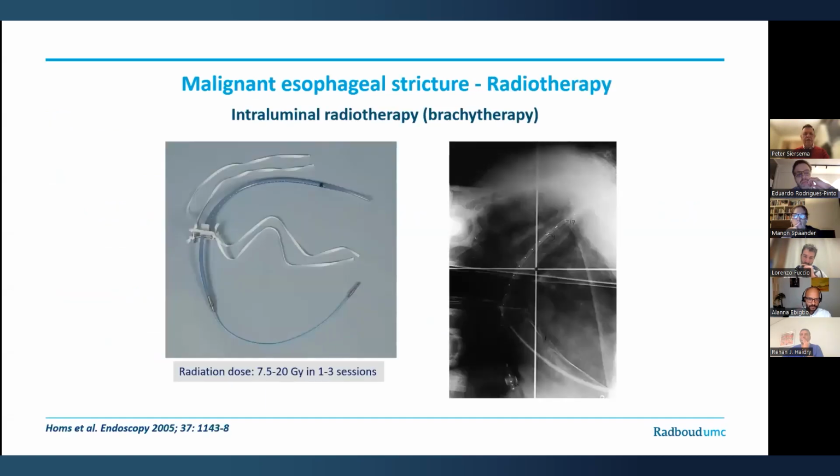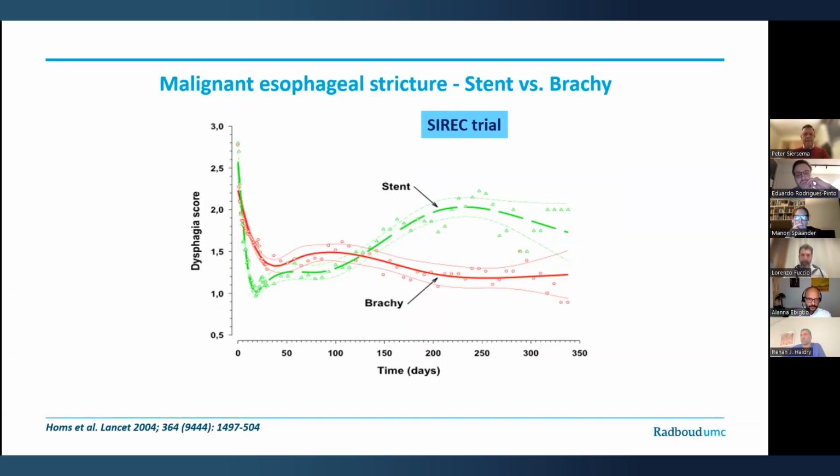Here you see the alternative for stent placement, that's radiotherapy. This is brachytherapy, and you see that for brachytherapy, a device is introduced over a guide wire into the esophagus, and you see the position of this device in the esophagus, and using this device, it's possible to apply radiation therapy to the esophagus. And this is a study that was published quite a few years ago, but it's an important study because it was a randomized controlled trial comparing stent placement with brachytherapy, the CYREX study.